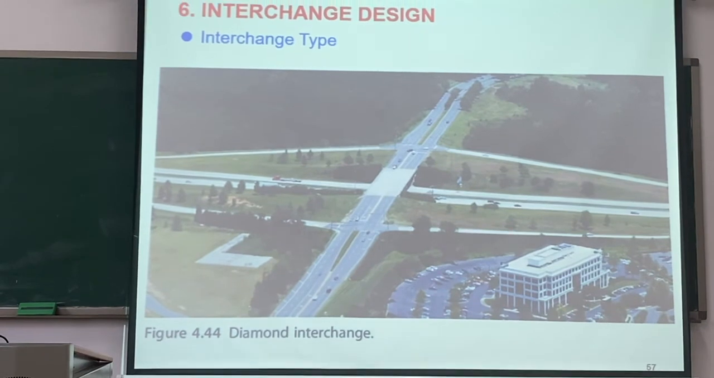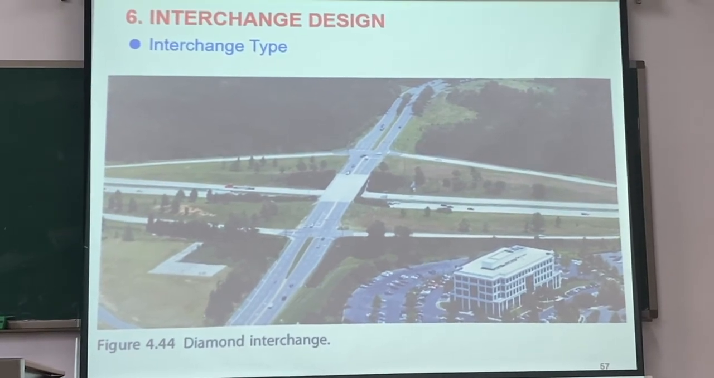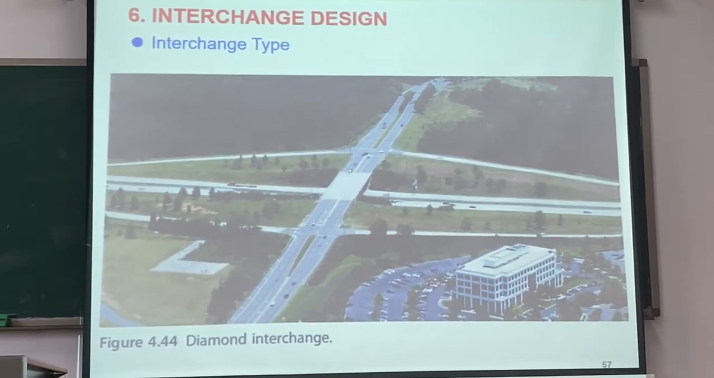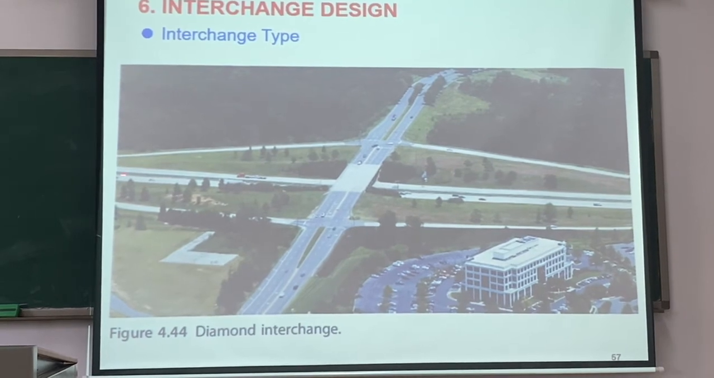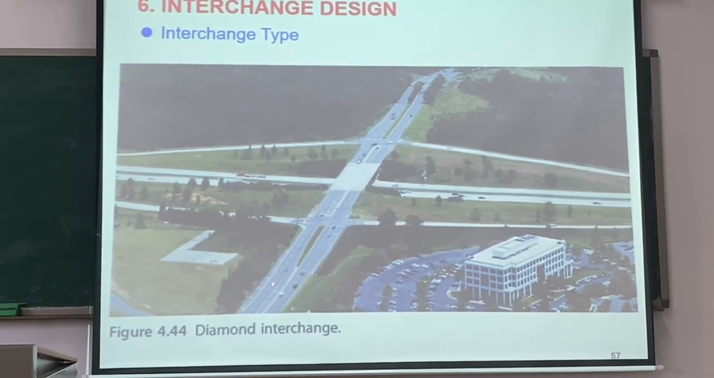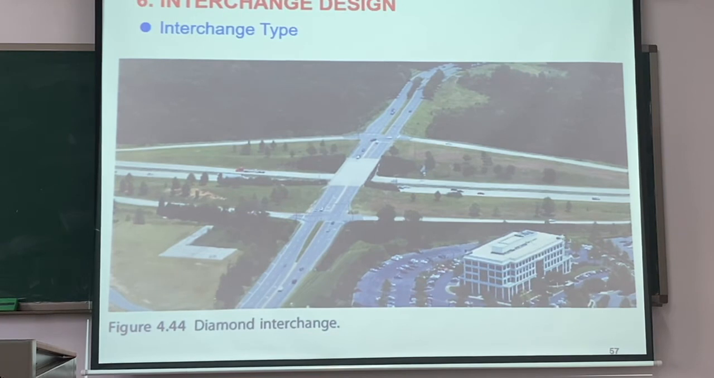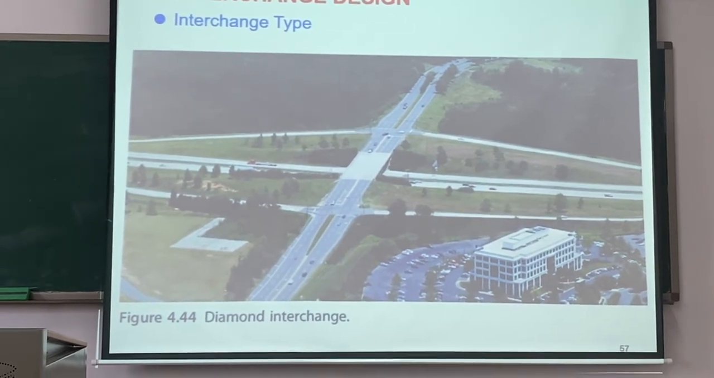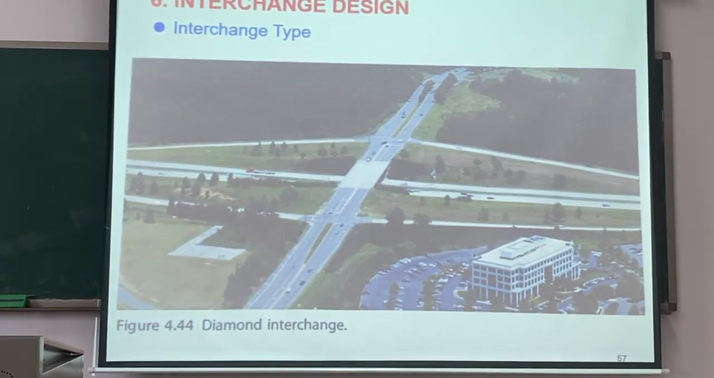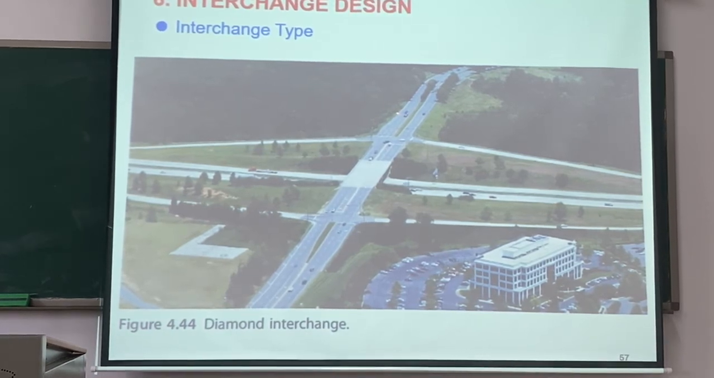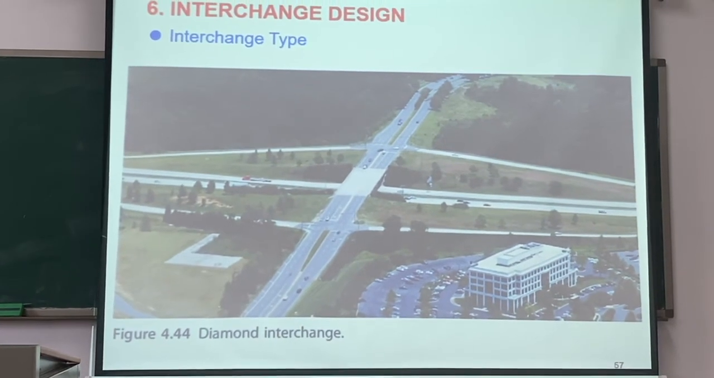Diamond interchanges. When we run this road, how do we turn right? Into one direction, that way. This goes through this direction. We can use this way to turn right. There are four. So on this road you turn right and on this road you turn left. This is a diamond interchange.